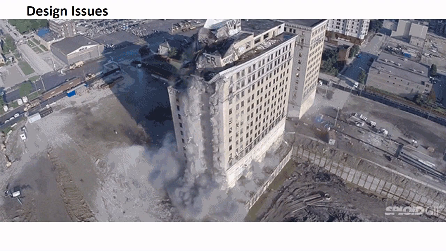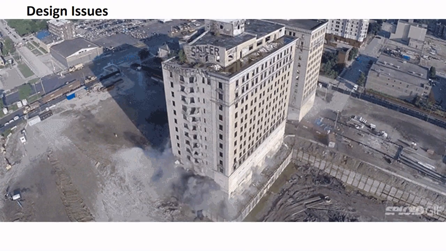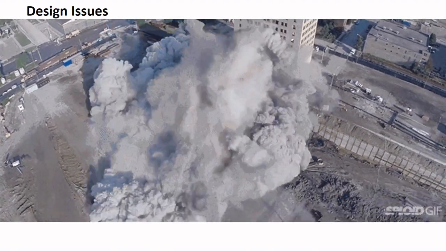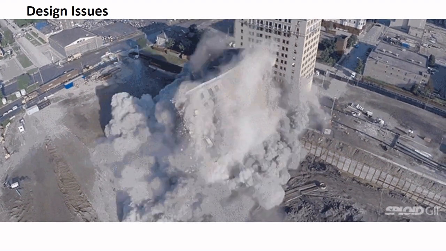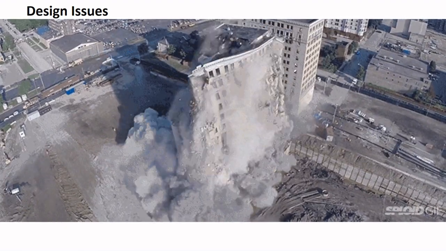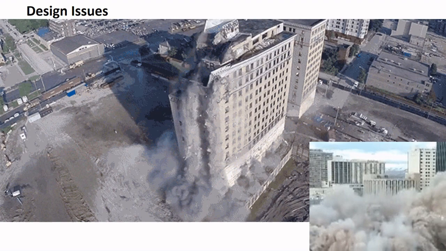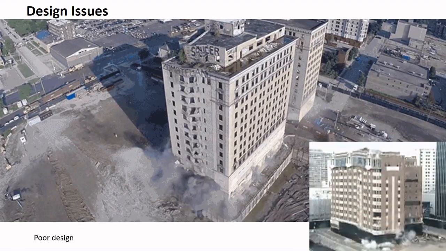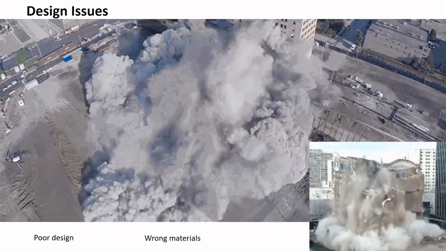Today we're going to have a look at the design issues. So we're going to investigate some design issues. Structural elements. It would be a disaster if a structure were to collapse because of poor design or because it was built using the wrong materials.